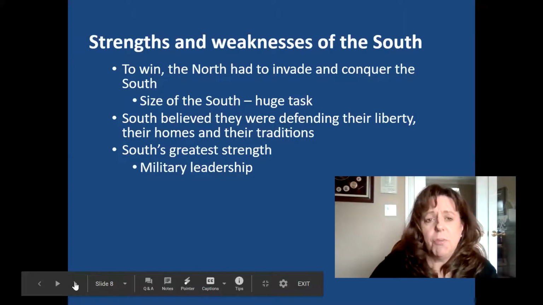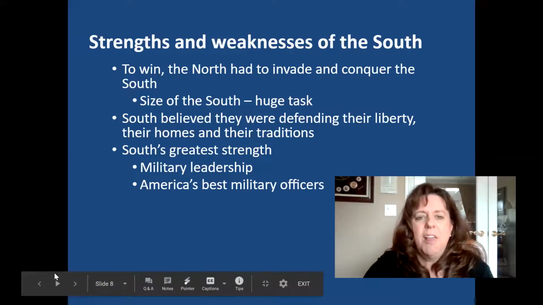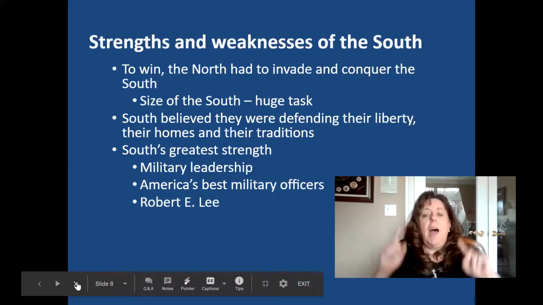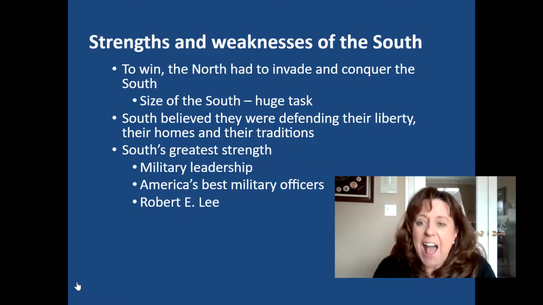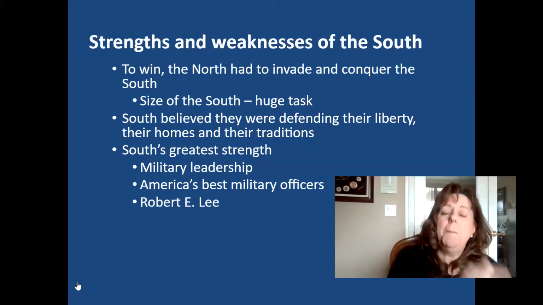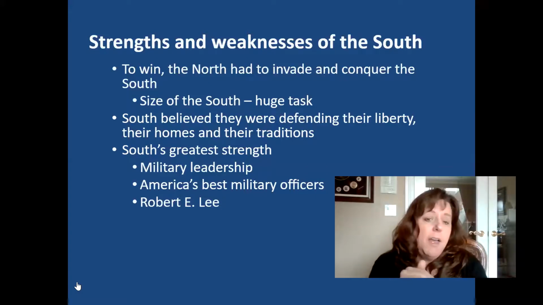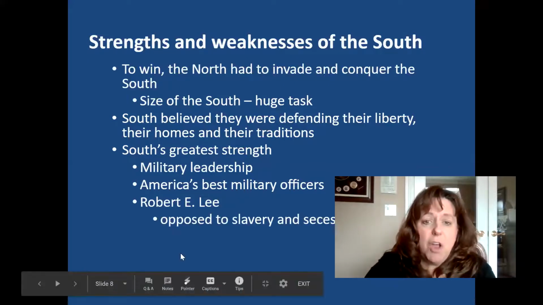Their greatest strength was their military leadership. We said that was the weakness of the North. The South had the best and the brightest and the most wonderful military leaders, particularly a guy named Robert E. Lee. In fact, Abraham Lincoln had asked Robert E. Lee, will you come be the Union's head of their military? Will you run everything for me and be my right-hand guy? And Robert E. Lee actually said no.